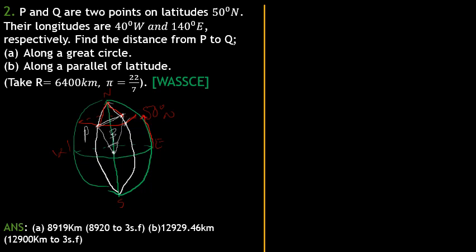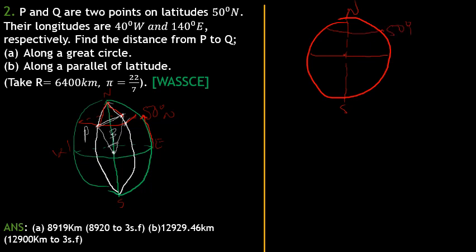So let me draw something like this. I just wish I could make this very snappy. It's like this. Here is north, here is south. Then we have this. So this to here, remember this is the latitude already, 50 degrees north. So this angle to here is already 50 degrees, and to here, this other side is already 50 degrees.